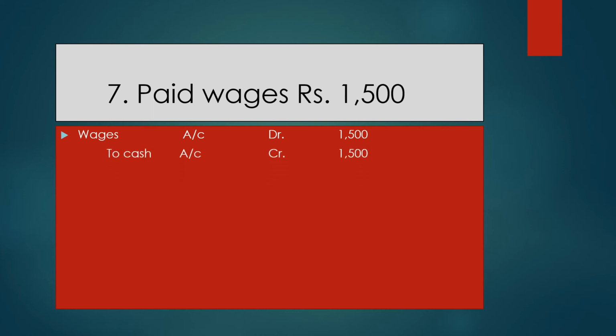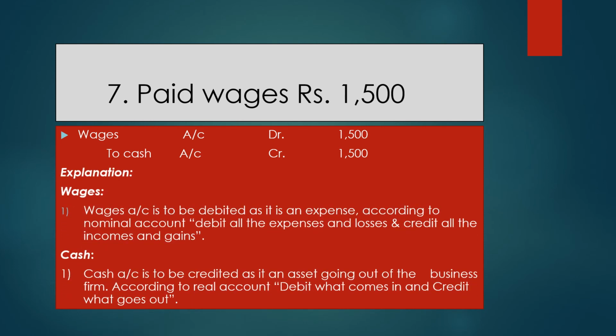To cash account credit. We will be paying wages in the form of cash itself. So that is why we are crediting cash 1500. Cash is an asset going out of the business. So according to real account, we will credit what goes out. This is an explanation as follows.